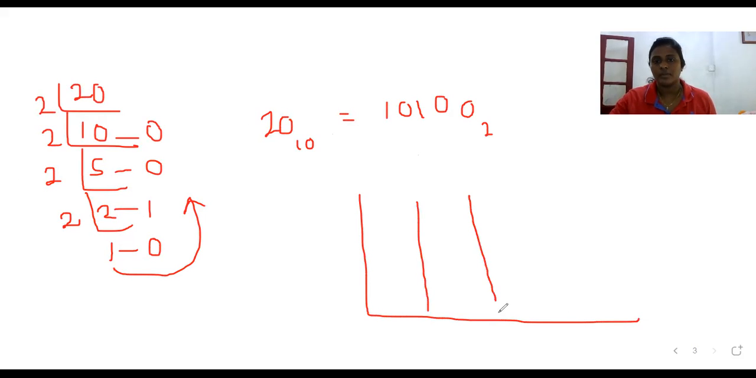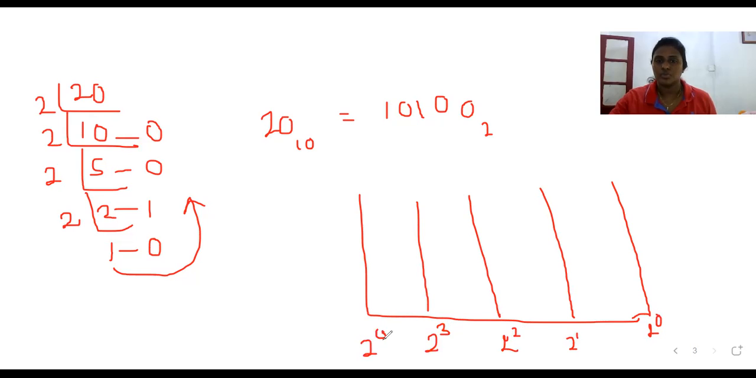Here for the abacus come 5 rods. You can label them as 2 to the power 0, 2 to the power 1, 2 to the power 2, 2 to the power 3, and 2 to the power 4. Then this is 1, 0, 1, 0, 0.